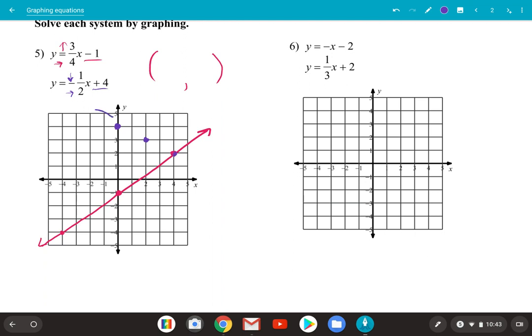And usually, if you continue it, you will find a point where they meet nicely. So here, they're meeting at 4, 2. X always comes first, then the Y. So you run and jump. Same thing on the next one.